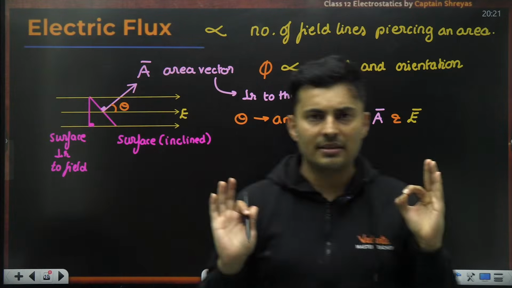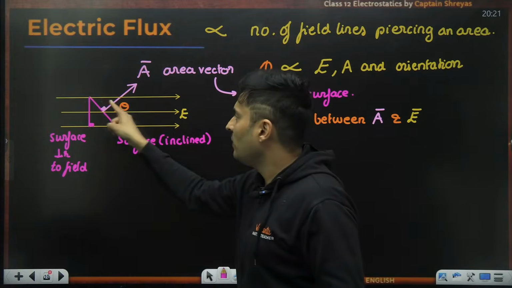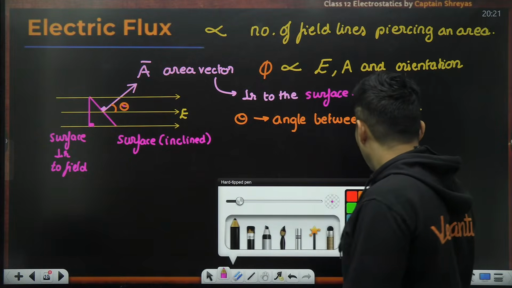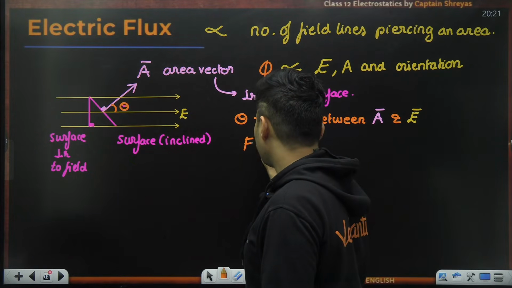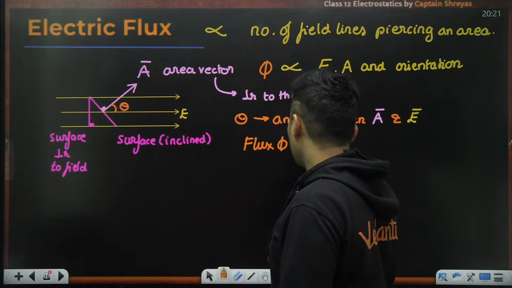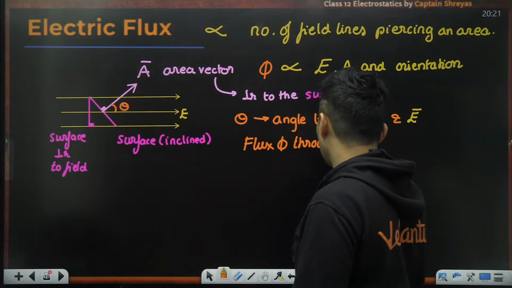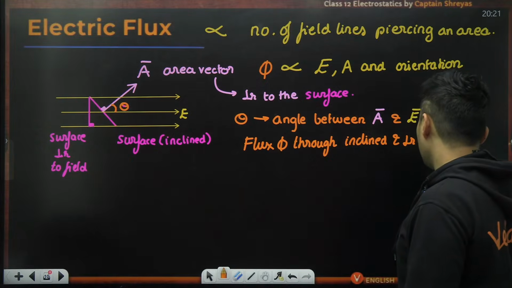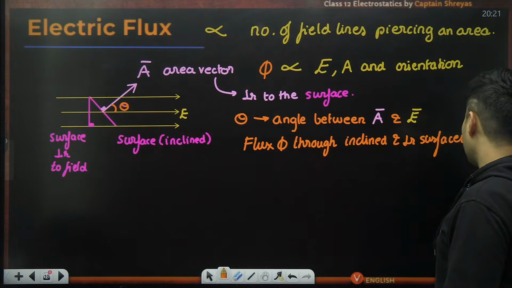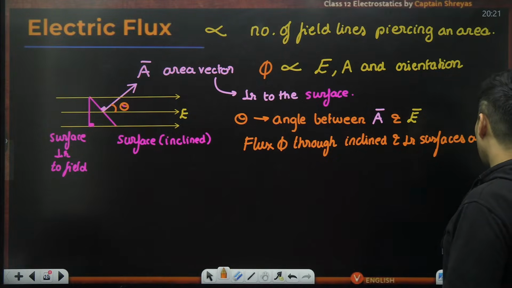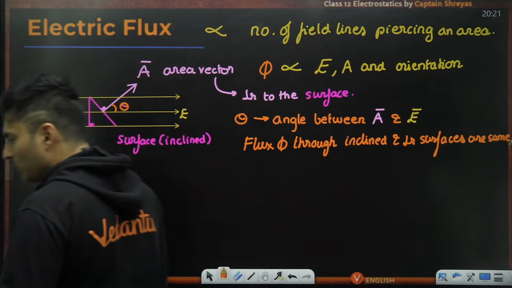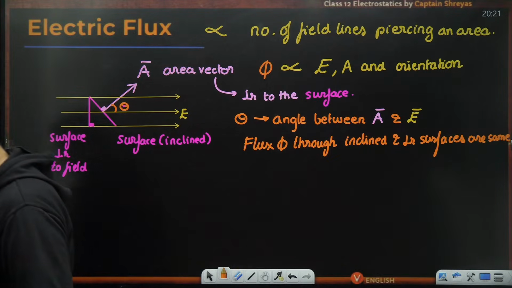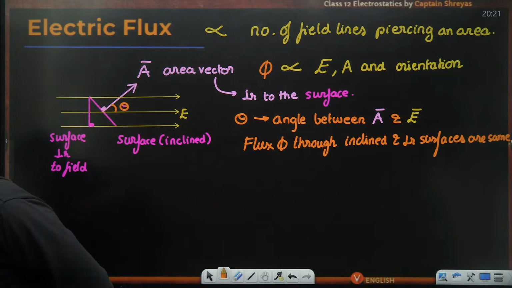Are you convinced with this? Reason? Same number of lines, whatever cut through this, have to cut through the inclined surface. So I can say that the flux phi through the inclined and the perpendicular surfaces are going to be the same. Everyone till this point? Yep. Very good. Awesome.